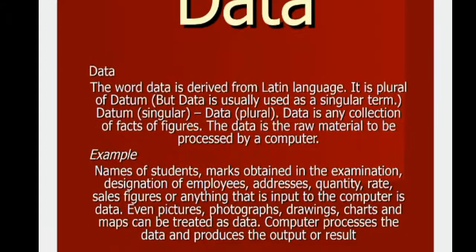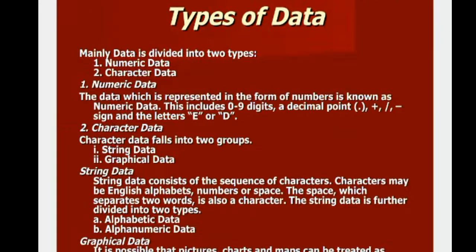For example, number of students, marks obtained in the examination, designation of the employees. Computer processes the data and produces the output result. Types of data are numeric data and character data. Numeric data: the data which is represented in the form of numbers is known as numeric data. It includes the digits 0 to 9, a decimal point, a sign, and the letter E or D.